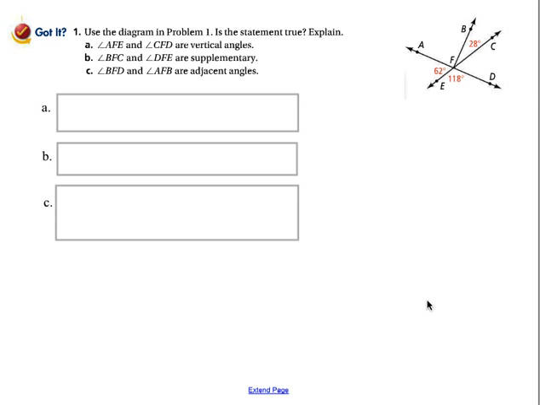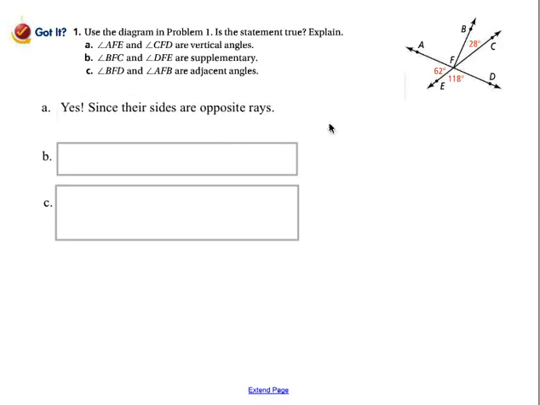Okay, I hope you had a chance to try those on your own. This one says angle AFE and angle CFD. So AFE and CFD. Here's AFE and CFD. Are those vertical angles? Well, it kind of looks like in the diagram that they are. Since they have opposite rays, yes, they're vertical angles.